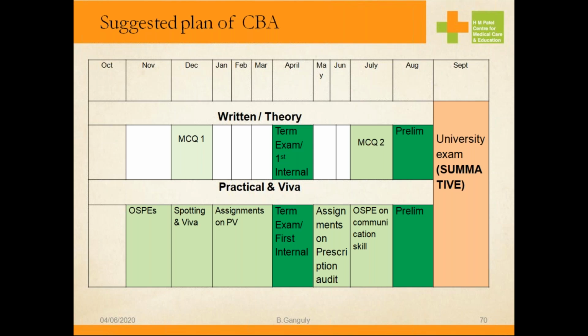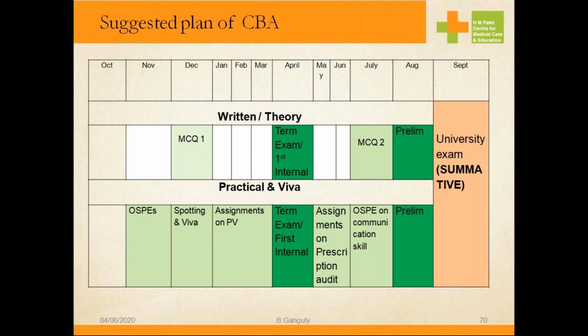In practical, we are trying to keep continuous small assessments. In November, we are keeping one OSPE because of the route of administration of the drugs. With mannequins and all, it is a good time for placing OSPE in November. And at the end of general pharmacology, we can keep spotting and viva based on general pharmacology.